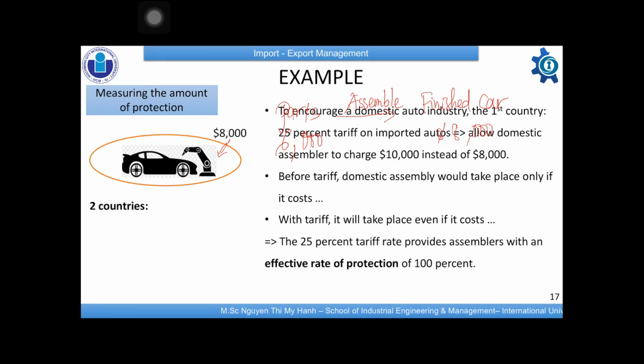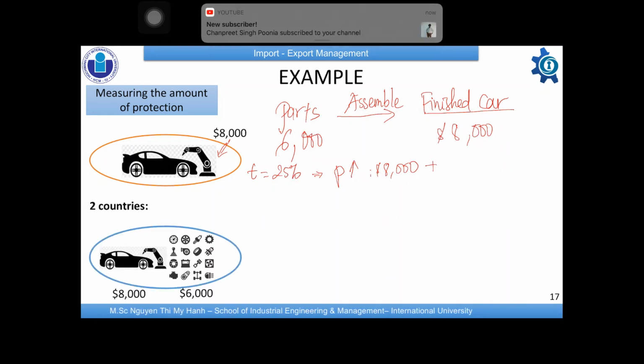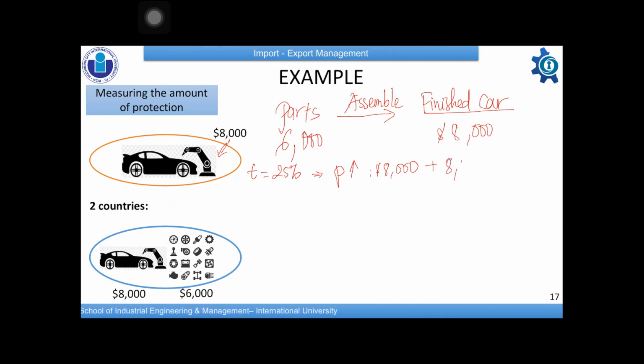Okay, they put 25%. So first we have 25% of tariff on the finished car. So the price of the car will increase from 8,000 multiplied by 25%, because when they have tariff, the price of the products in importing country will increase, right? So we have $10,000.